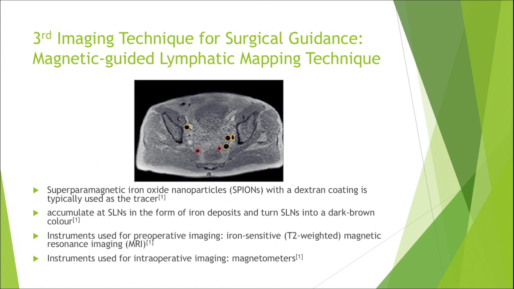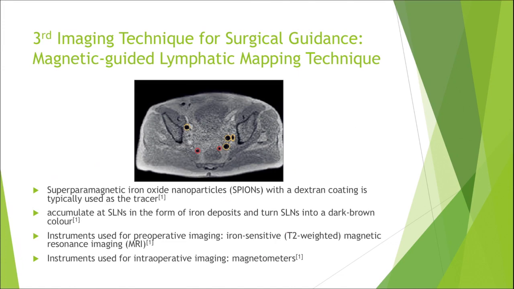These nanoparticles accumulate at the SLNs in the form of iron deposit, which turns the SLNs a dark brown color. It will also change the magnetic properties of the SLNs, which makes them detectable by using magnetometers.